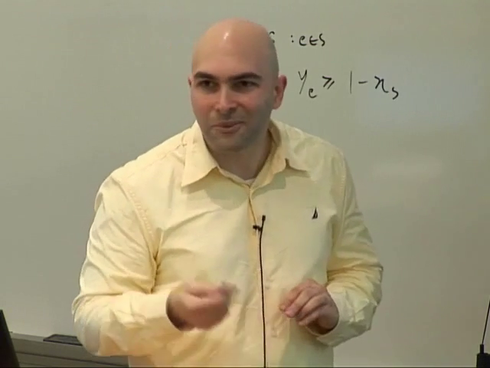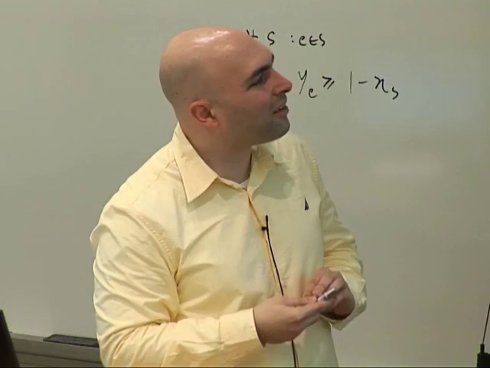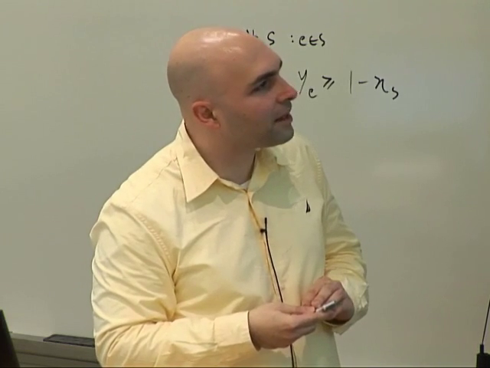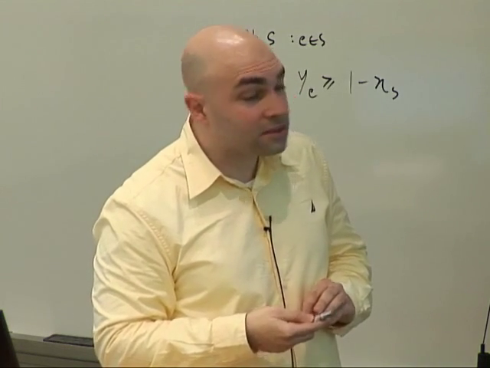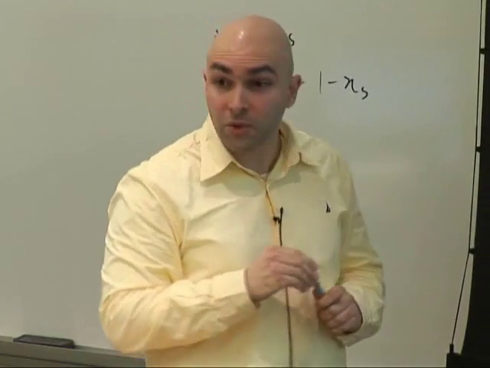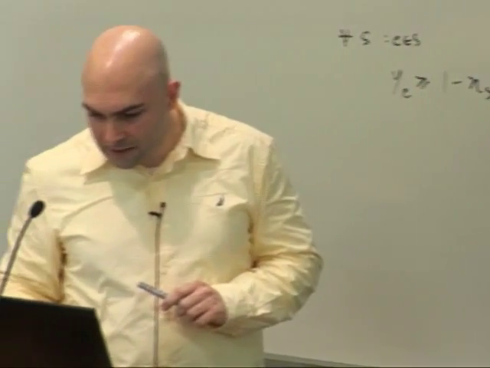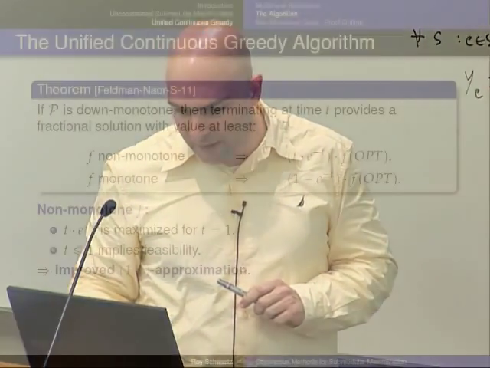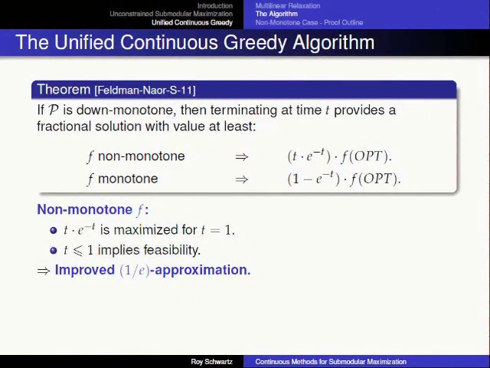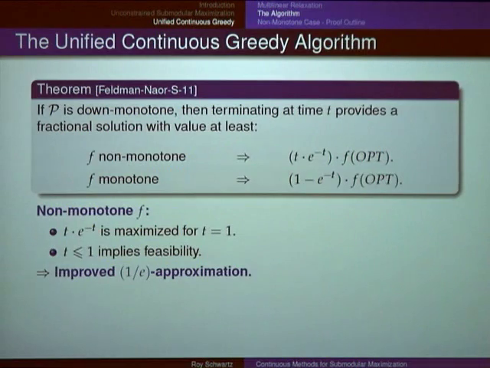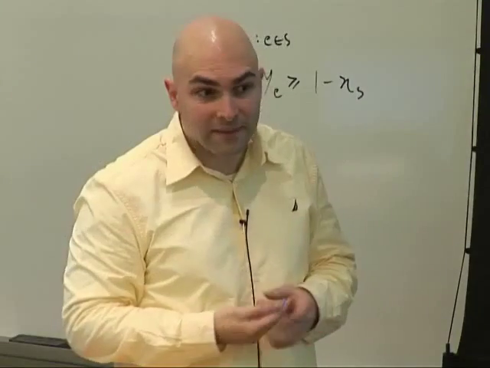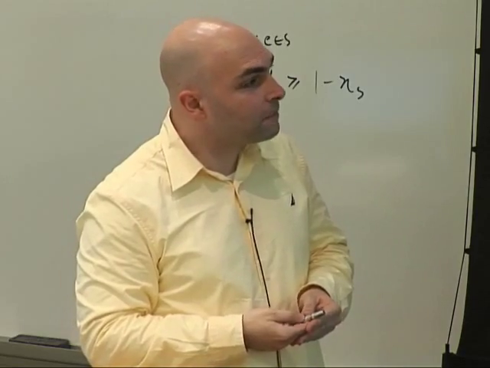I'm not sure time will permit me to show the overview of the proof for the non-monotone case. You can actually prove that it works in the non-monotone setting as well. So this is the guarantee we have. What happens in the non-monotone case? We know that if we stop at time t, we get t times e to the power of minus t. So the best t is t equals 1, right? At this maximum, you get 1 over e.